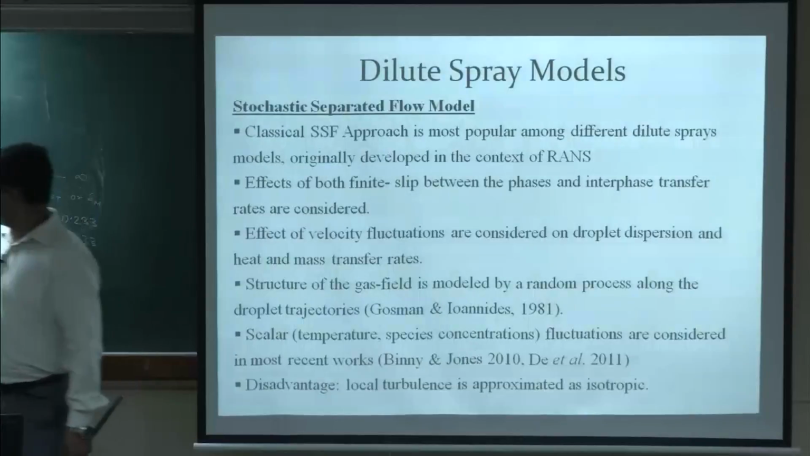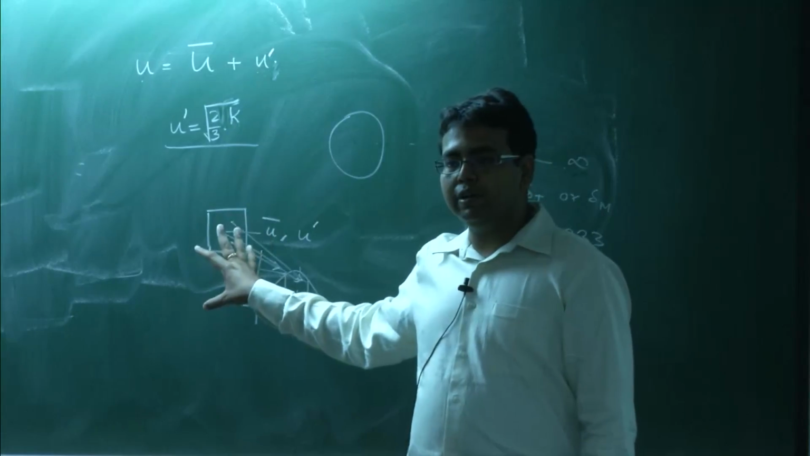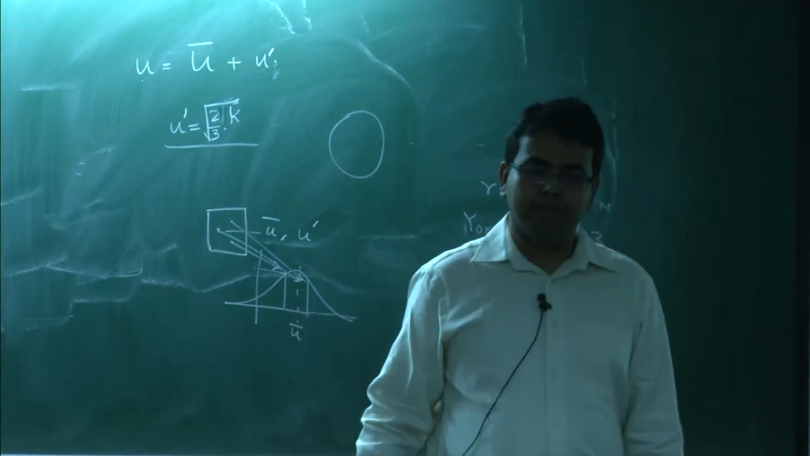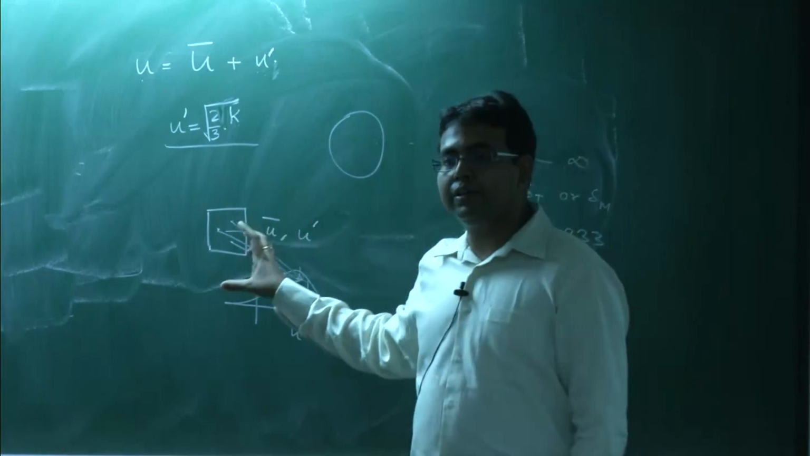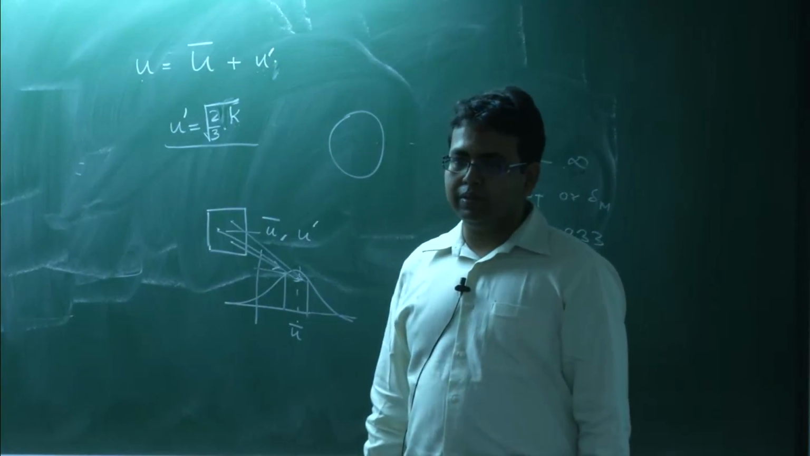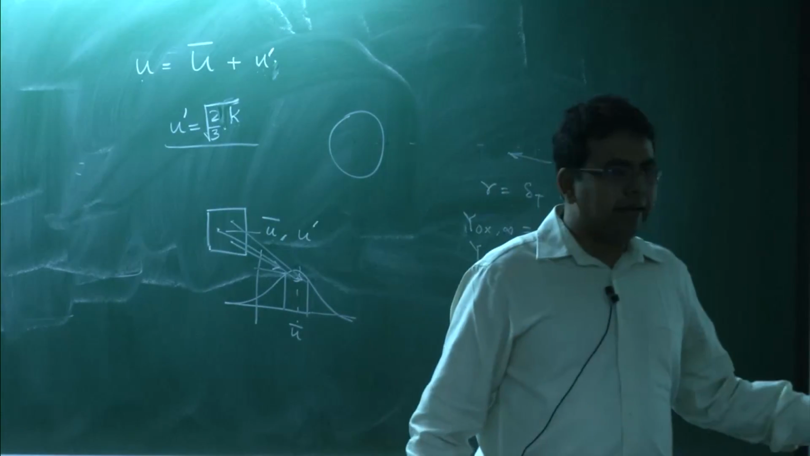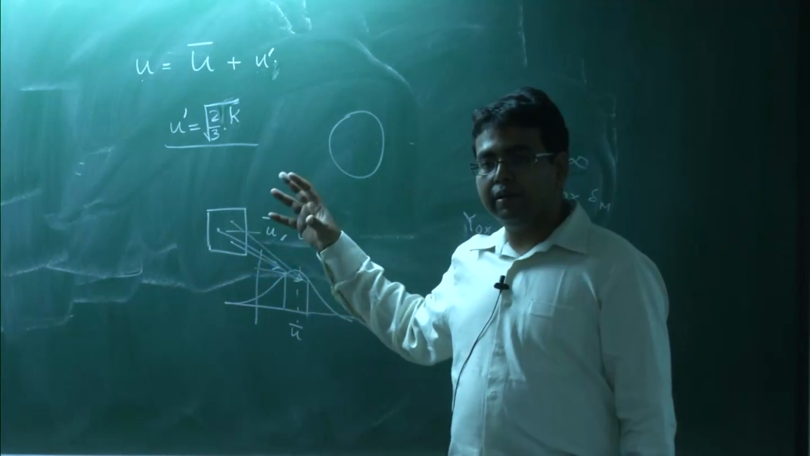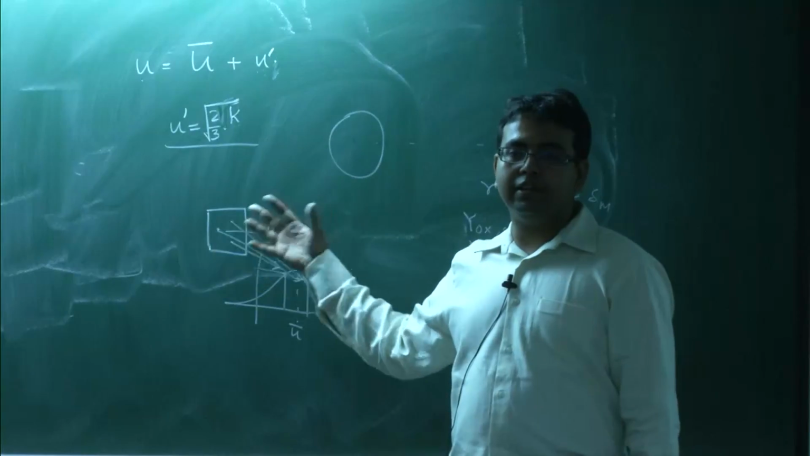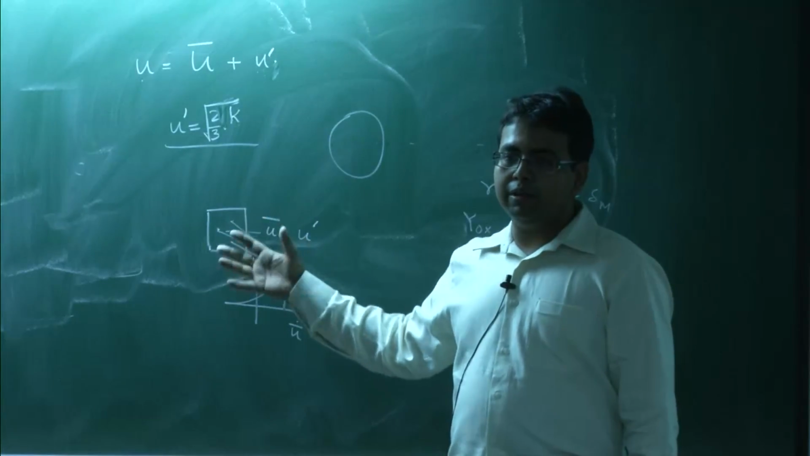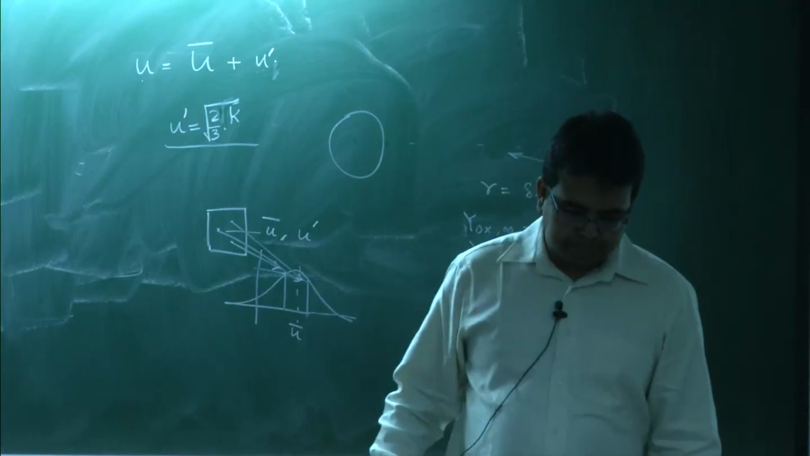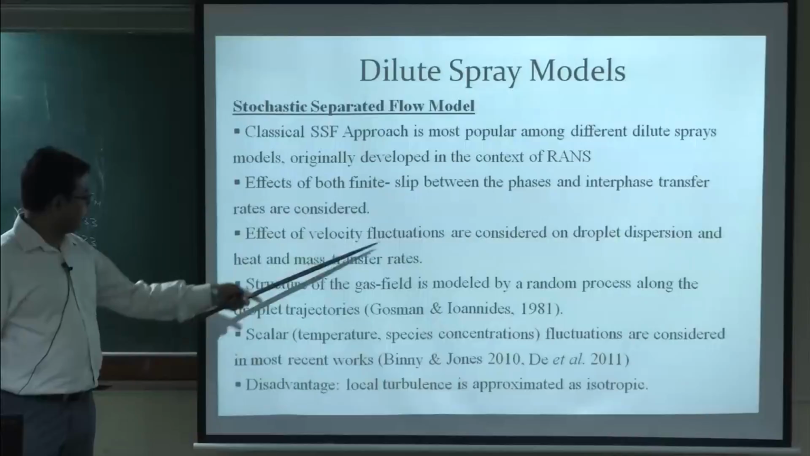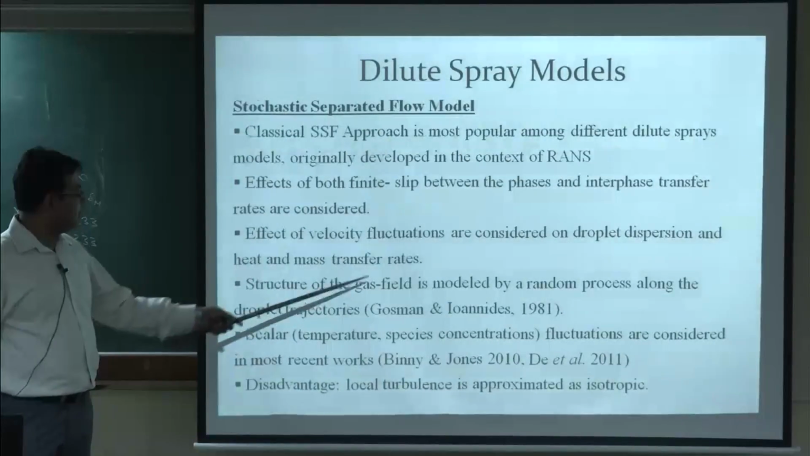So it models the fluctuations in the velocity field due to the turbulence, but the classical model did not consider the fluctuations in the temperature and the species concentrations. It was developed in the 80s, but after that there was no study on the effect of fluctuations in temperature and the species mass fractions due to the turbulence. So that is one of the drawbacks. It considered the velocity fluctuations, but the effect of fluctuations on the heat and mass transfer rates is neglected.